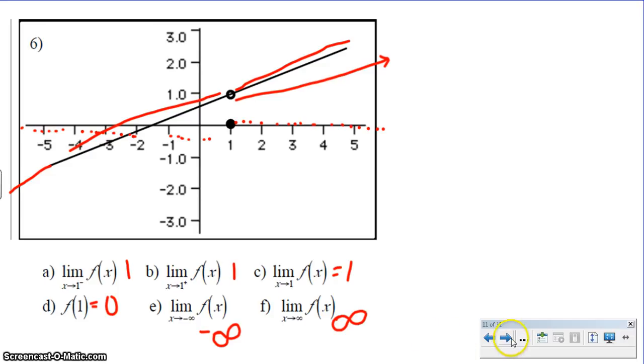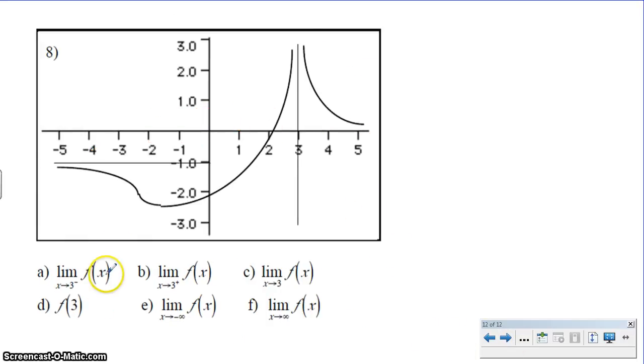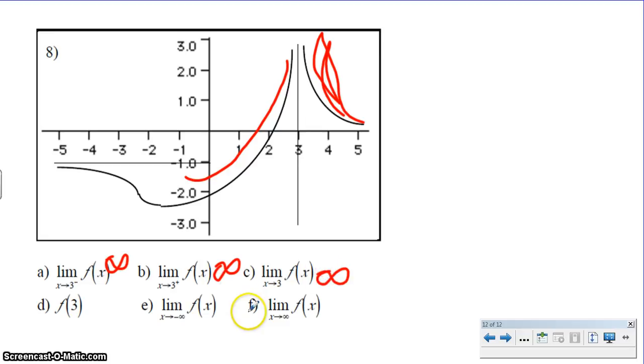Let's try and get one more example in. So this last one here, as x approaches 3 from the left, here's our 3 value coming in from the left. That value from the left is actually going to be infinity. Our value from the right is continuing to go up there as well. It's also going to be infinity. So therefore, the limit as x approaches 3 is infinity.